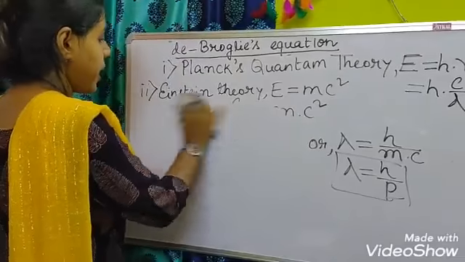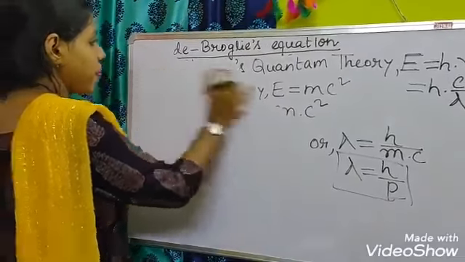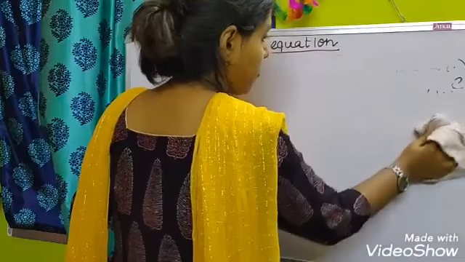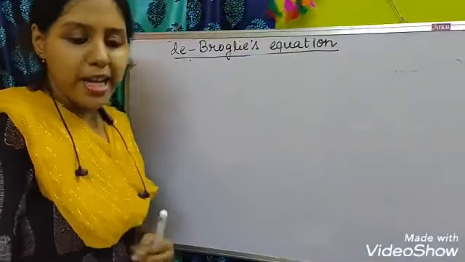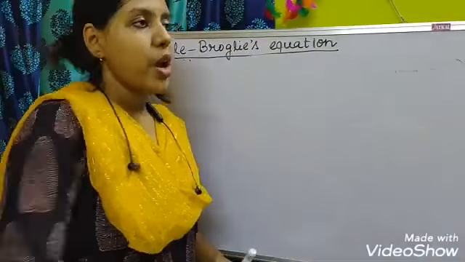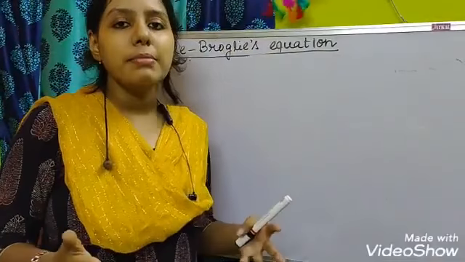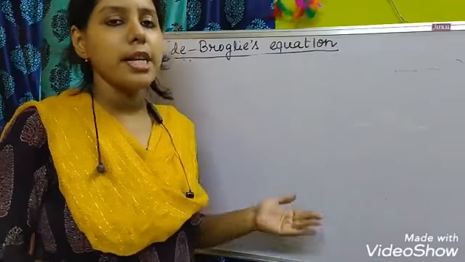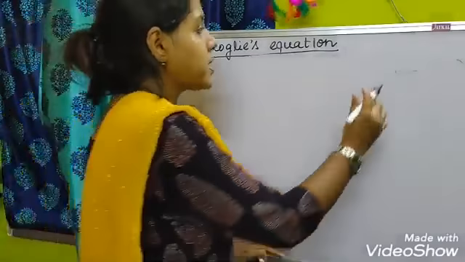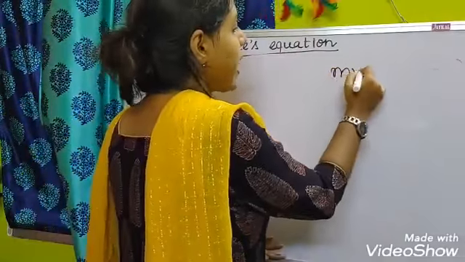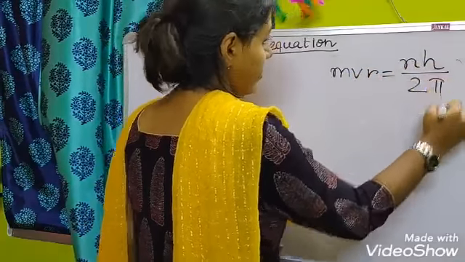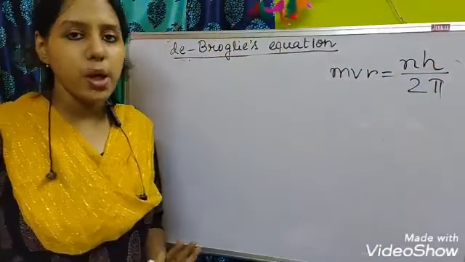Next is quantization. So now by using the de Broglie's theory, we could get the quantum theory of Bohr's model. Okay, we could get the quantum theory of Bohr's model. That means this equation we could derive: mvr is equal to nh by 2 pi, by using de Broglie's equation.